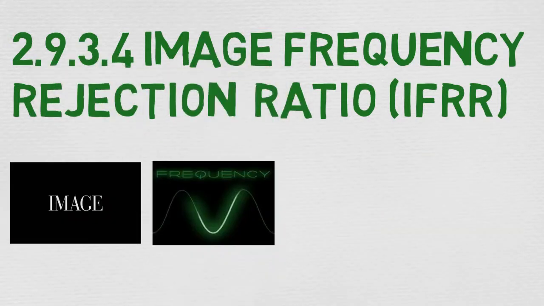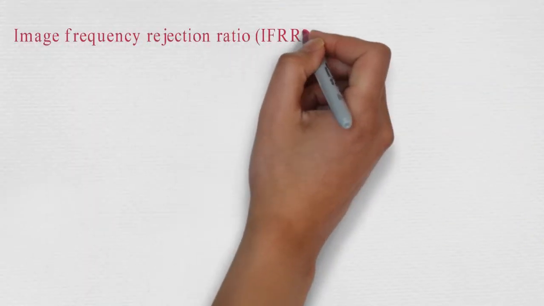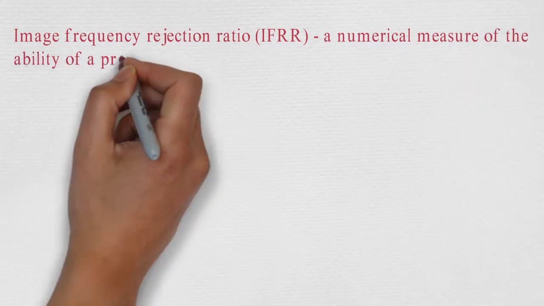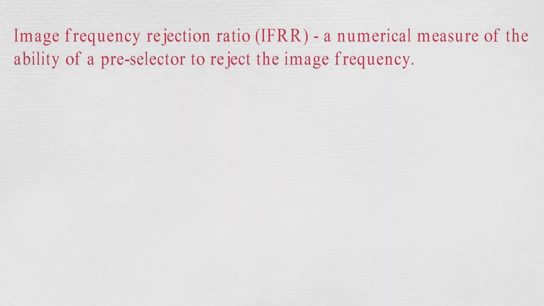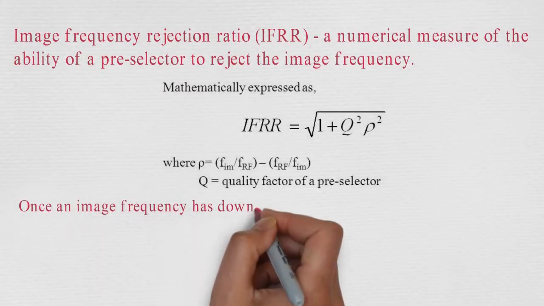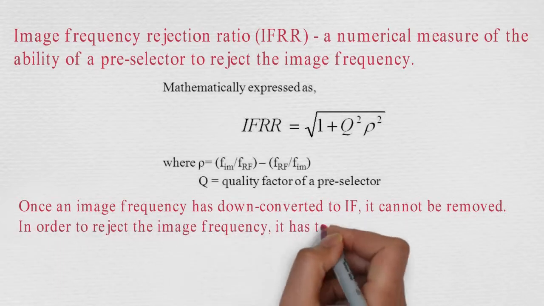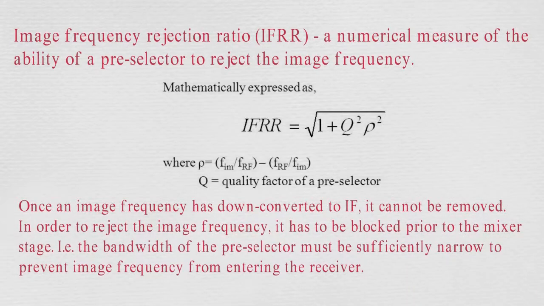Do you know what is image frequency rejection ratio? Image frequency rejection ratio, IFRR, is a numerical measure of the ability of a preselector to reject the image frequency. Once an image frequency has been down-converted to IF, it cannot be removed. In order to reject the image frequency, it has to be blocked prior to the mixer stage. For example, the bandwidth of the preselector must be sufficiently narrow to prevent the image frequency from entering the receiver.